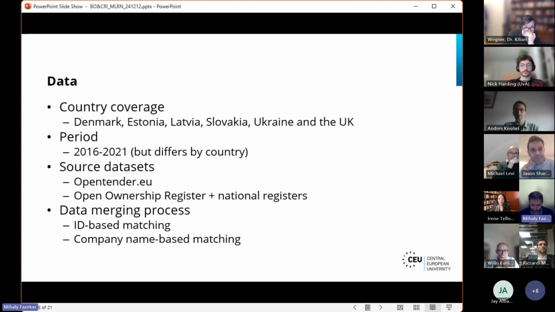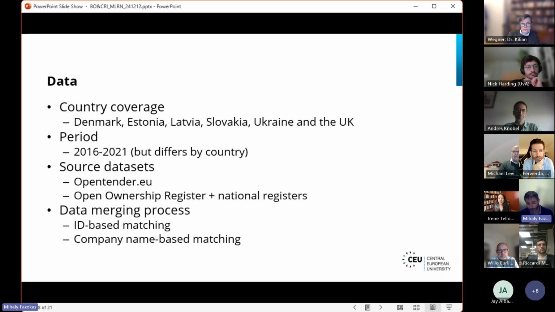So what kind of data do we have to do this? And sadly, this is a short slide, but this was about 80% of our work. So getting both public procurement and BO data and matching them up in Denmark, Estonia, Latvia, Slovakia, Ukraine, and UK was pretty painful. The data covers about a 5-year period, and we try to be as comprehensive as possible. So we go for the full ownership register, in the national or the Open Ownership version, and the full public procurement data set as gathered by my colleagues at OpenTender.eu.